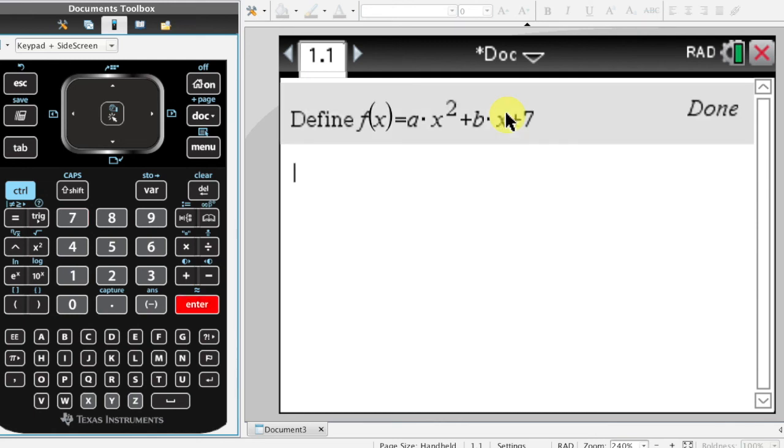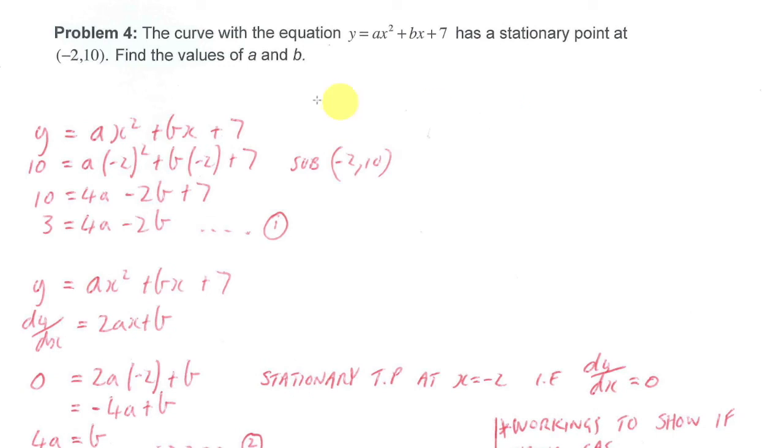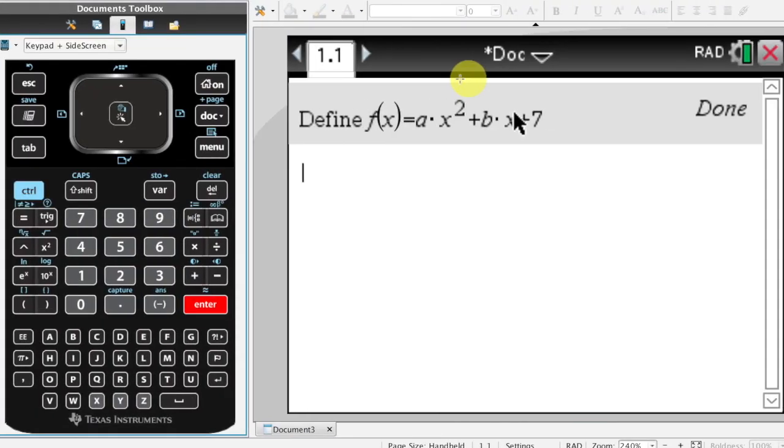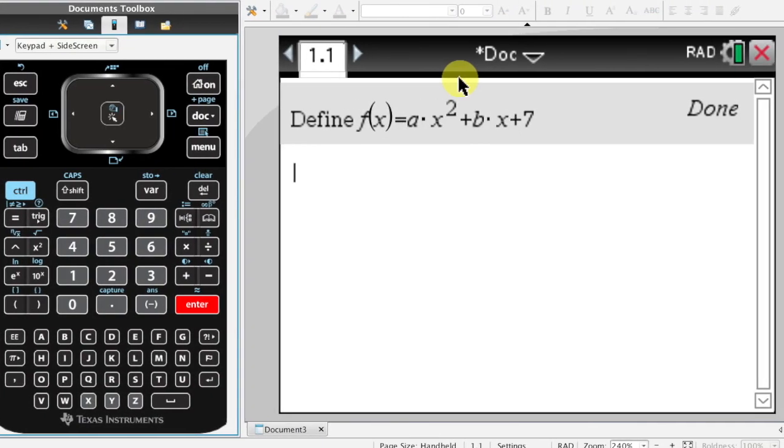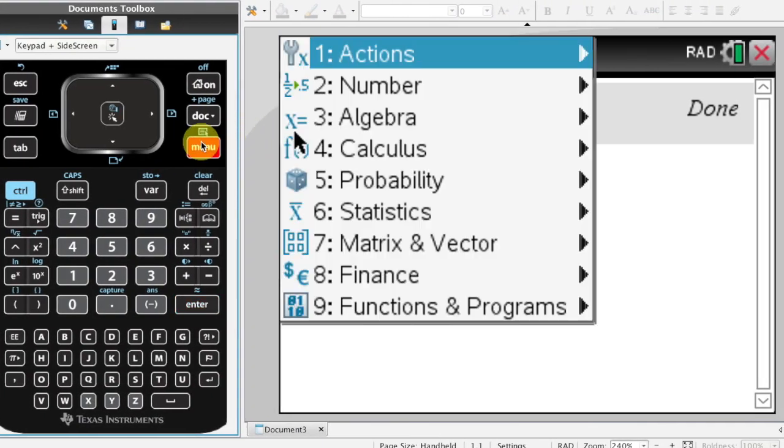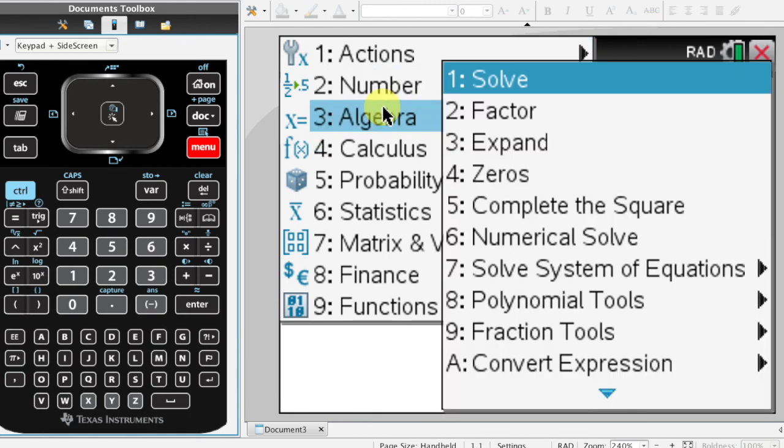Now I've got two key bits of information. If I substitute x equaling -2 into this right-hand side, the value of y will equal 10. Also, if I look at the derivative of this function and I make that equal to 0, then the value of x needs to be -2. That's because it's a stationary turning point. So let's put this information into our solve function. So menu, algebra, and solve.